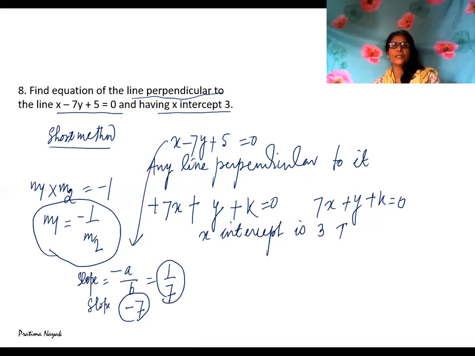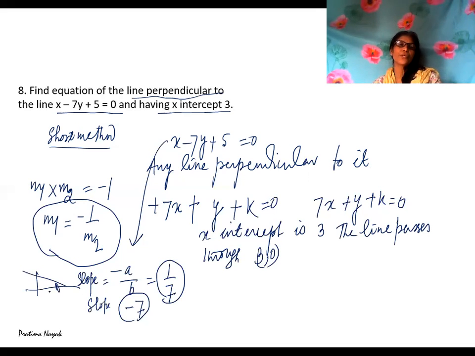The line passes through 3, 0. The line makes x-intercept 3, which means it is passing through 3, 0. So I'll put 3, 0: x is equal to 3 and y is equal to 0 in this equation.